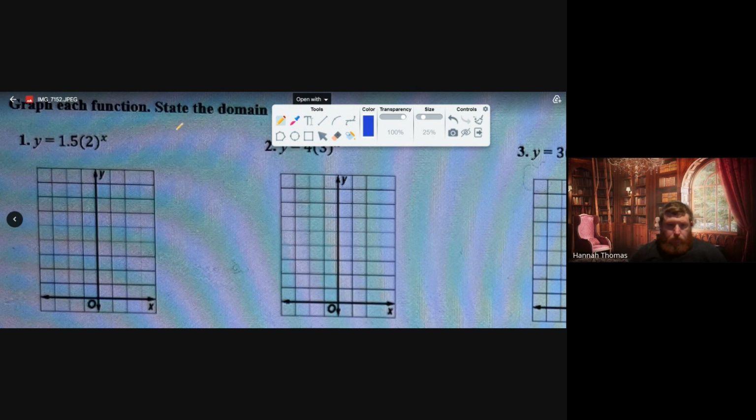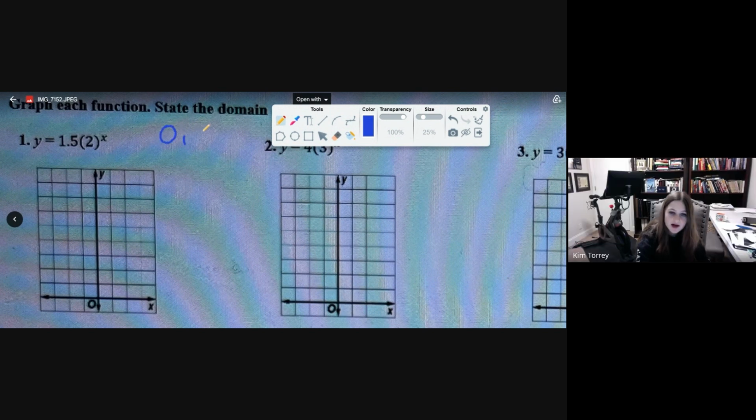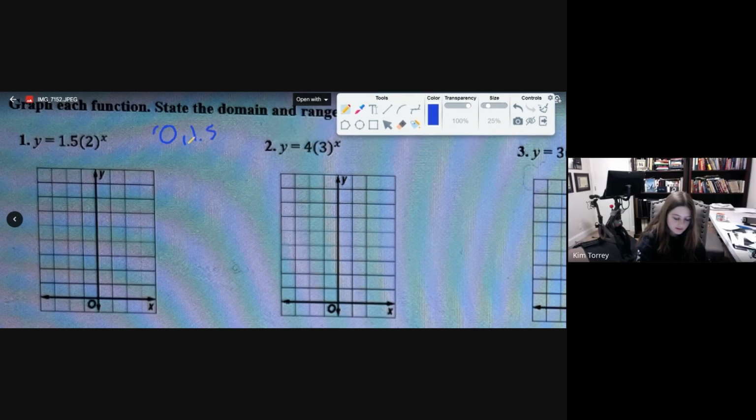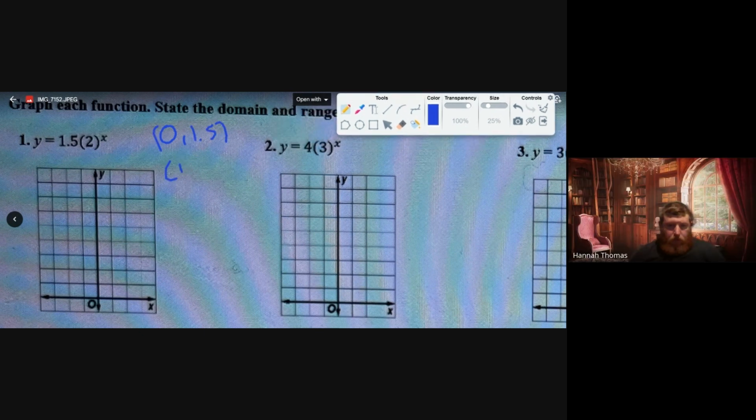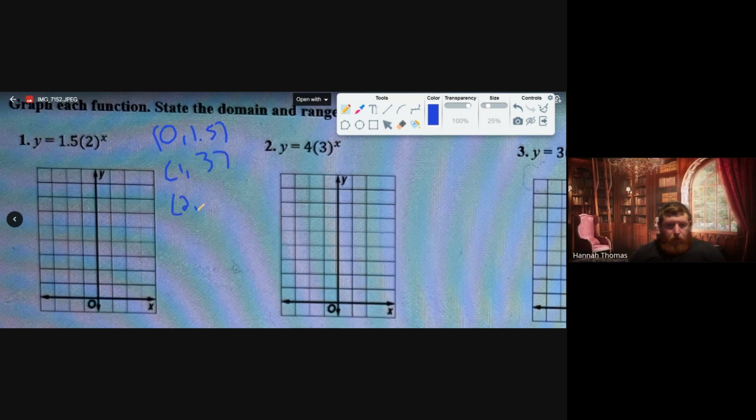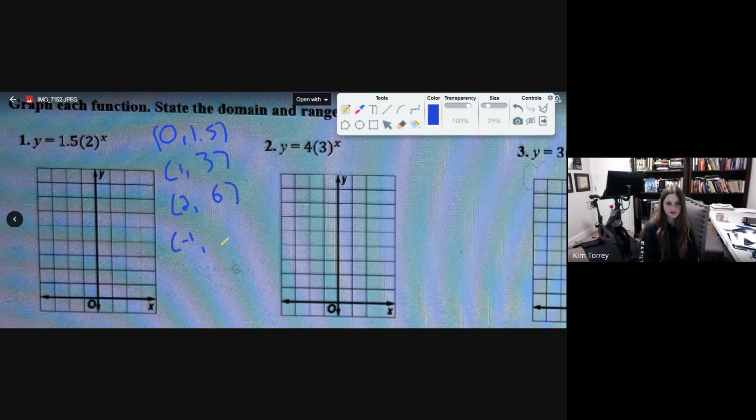Oh shoot. So when x equals 0, what did y equal? 1.5. Okay. And then when x equaled 1, what did y equal? I got 3. And then when x equaled 2, y equals 6. Okay, when x equaled -1, what did y equal? -3.